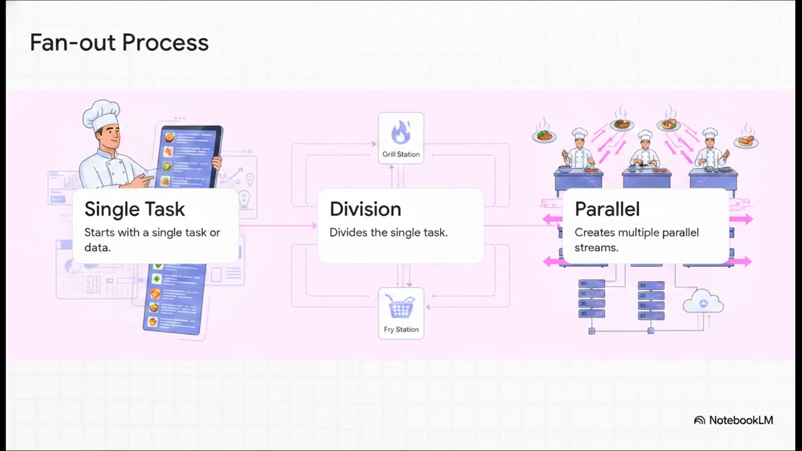Let's ground this with a simple analogy. Imagine you're looking into a wildly busy restaurant kitchen. The head chef gets this massive, complicated order for a table of 8. Now, if that chef cooked every single item sequentially, one by one, those customers would be waiting for hours. So the chef divides the order. Suddenly, the grill station, the fry station, and the salad station are all cooking their specific parts at the exact same time. That right there is fan-out in the real world.